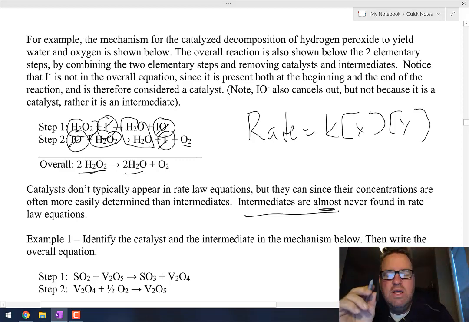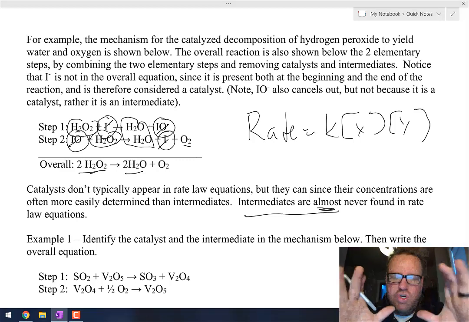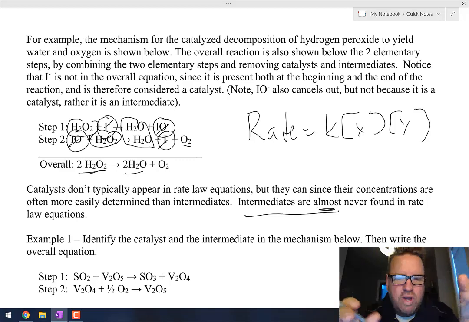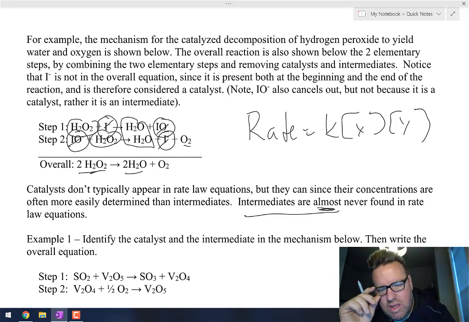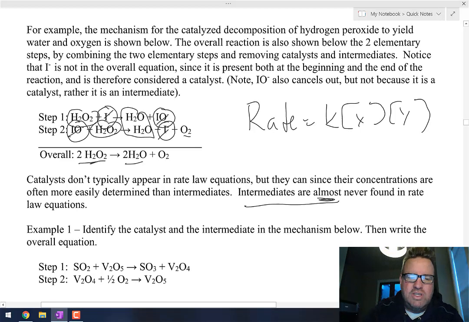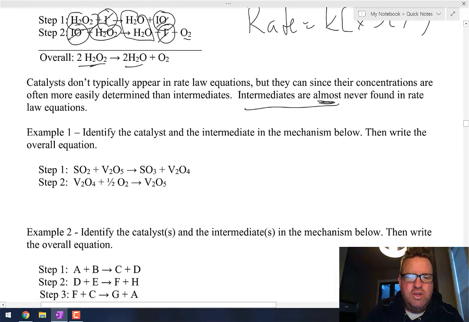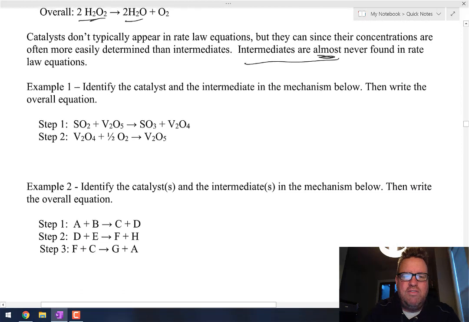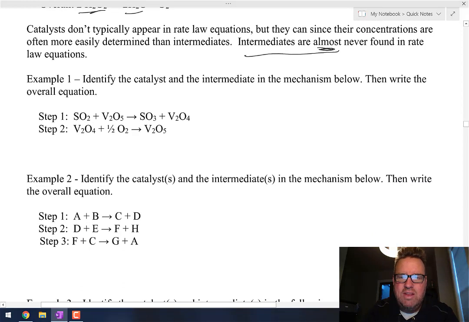So catalysts and intermediates usually aren't found in rate law equations, but if one of them is going to be in there, catalysts will be in there more often than intermediates. In very, very rare cases, which we'll see, intermediates are, again, almost never found in rate law equations. Okay, example 1: identify the catalyst and the intermediate in the mechanism below, then write the overall equation.